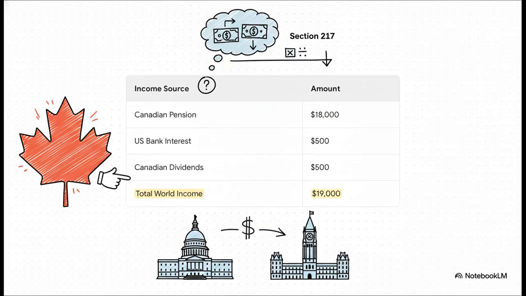So, your client has an $18,000 Canadian pension and only about $1,000 of other income from various sources. Their total world income is $19,000. So you do the math. The Canadian part, $18,000, divided by the total, $19,000, is 95%. Since that's over the 90% threshold, they pass the test. They can claim the full amount of federal non-refundable tax credits, which is going to maximize that refund.